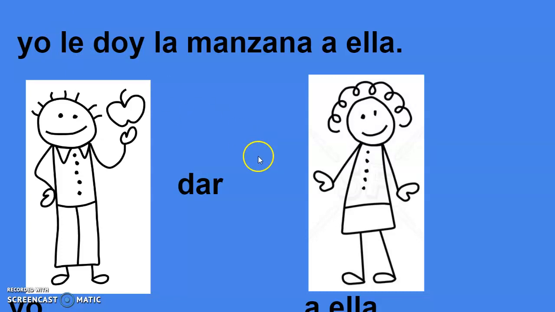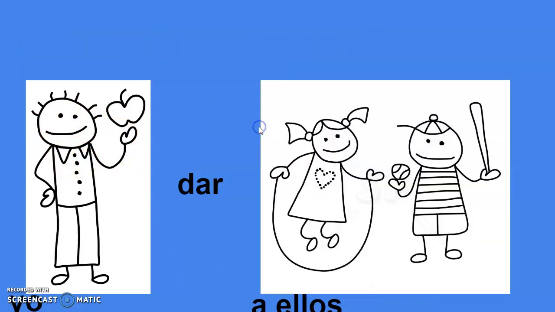So we're going to go through a bunch of these, and what you guys are going to do is conjugate dar, doy, das, da, damos, dan, give, and you're going to say who is receiving the apple, right? By these lovely pictures. So this is yo, and this is she. Okay? So here we have yo, dar, a ellos. So I give it to them. So I want you to think for a minute. How would you say I give it to them? I give the apple to them.